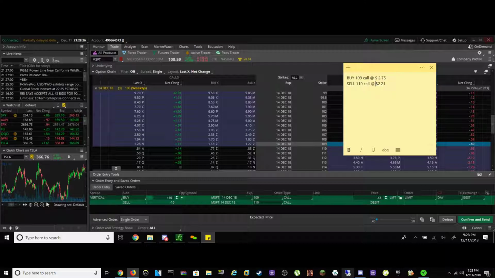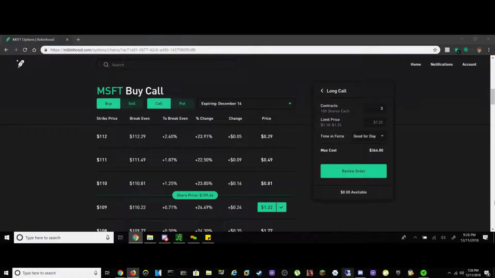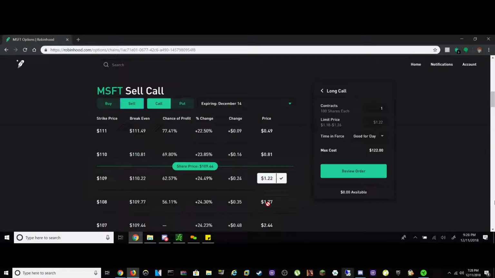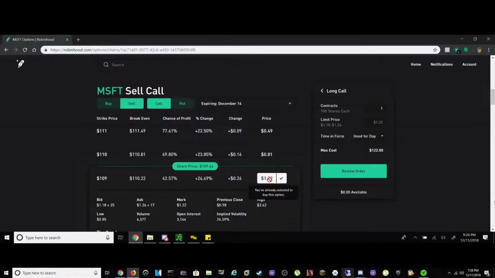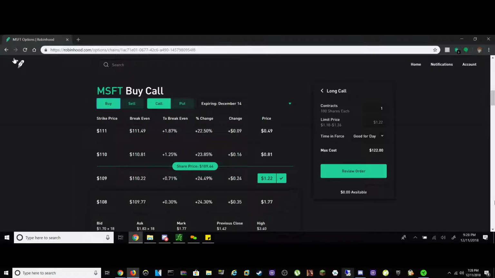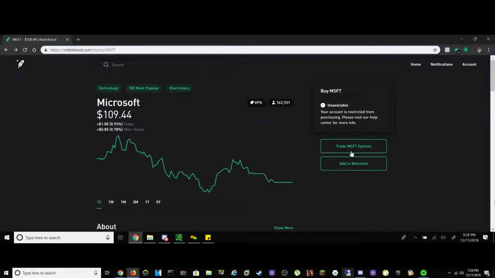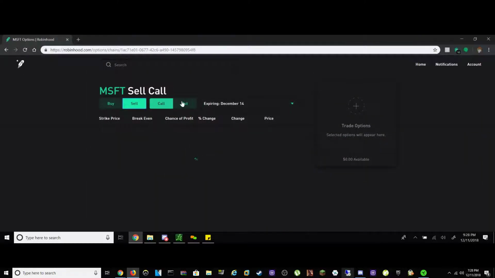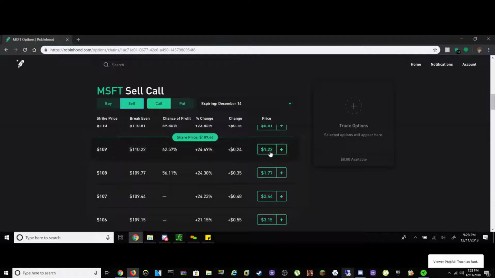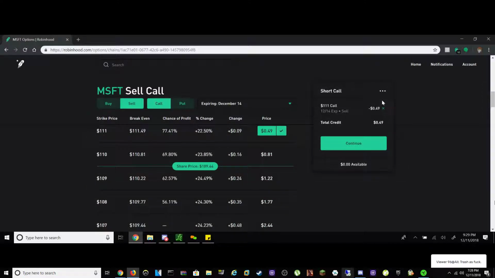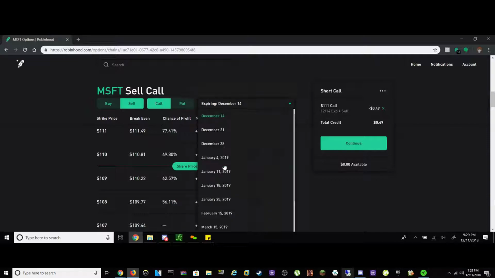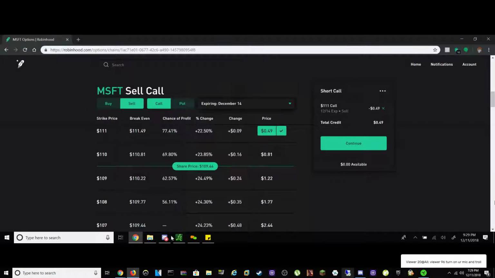Now, you can do the same thing on Robinhood. So if I go back to Robinhood, you can do a buy a call, right? And let's just do one contract. And you could sell a call at a different price. So say I want to set my limit price at, let's see. Oh, I already selected to buy it. Hang on. Okay. So I also want to sell this call at 111, right? And you can set the expiration on these as well.